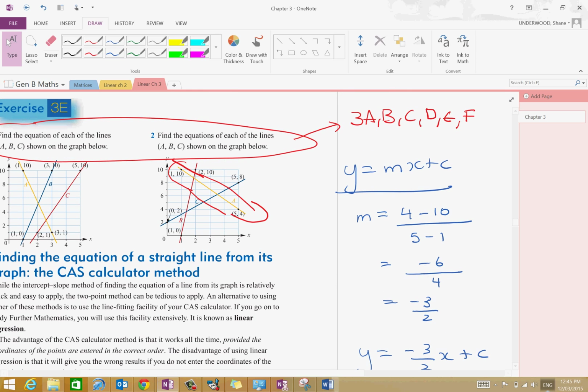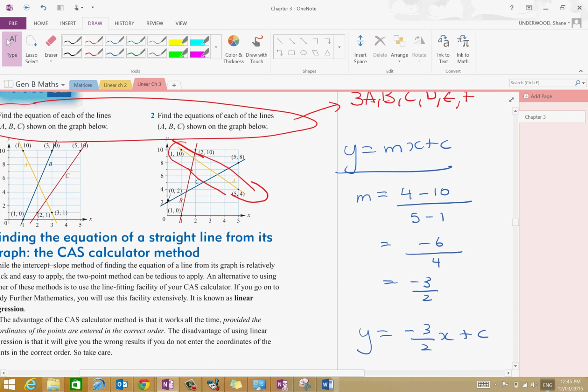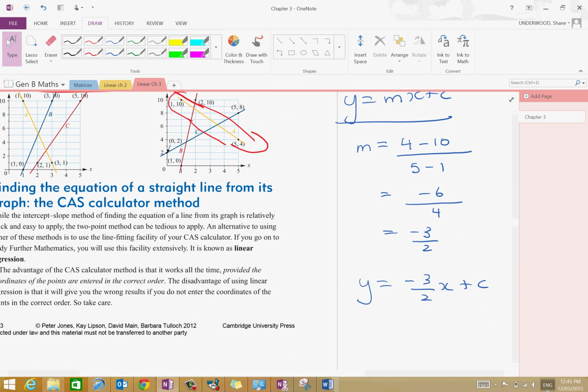How can I find c, Rochelle? How can I find c? Have I got another point on the line I can test? Okay, so what we can say is when x equals 5, y equals 4, and we can sub that in to find c.